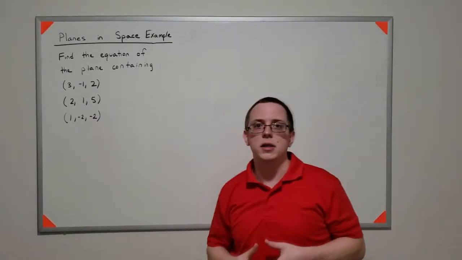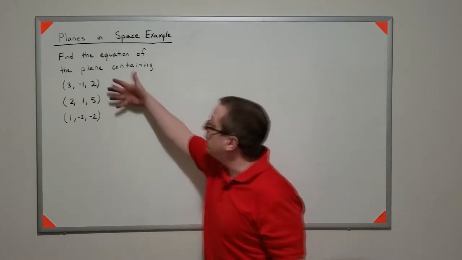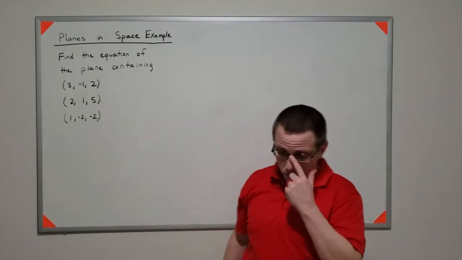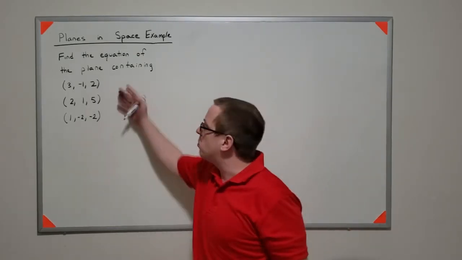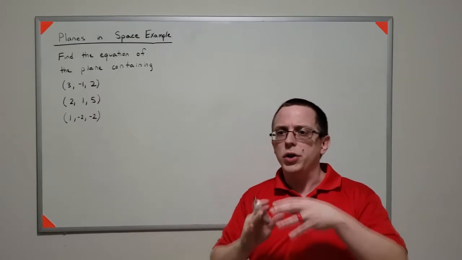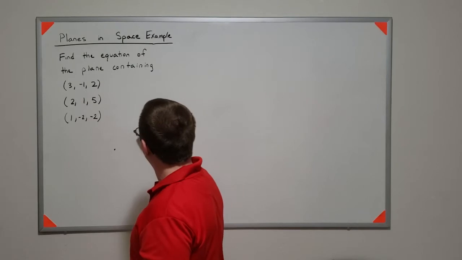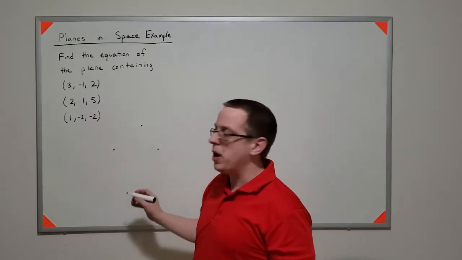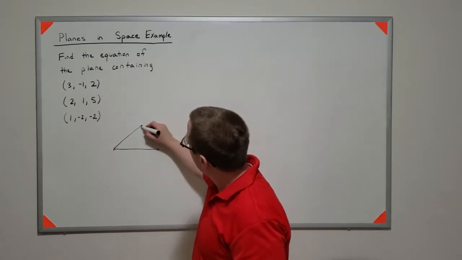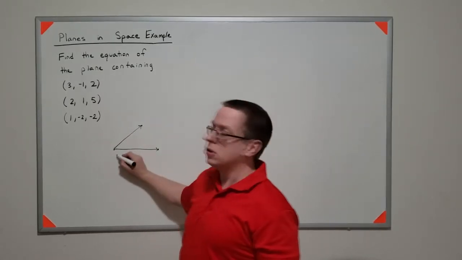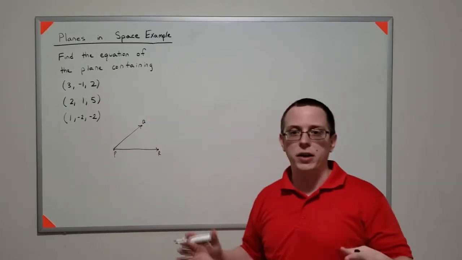We've discussed planes in space, so let's do an example of how to find the equation of a plane given only 3 points. I could draw this, but I'm not going to draw these points specifically. I'm just going to draw a generalized notion of what this would mean. If I had 3 points in space, I can always draw the vectors. So if I had points P, Q, and R, I can draw the vectors there.